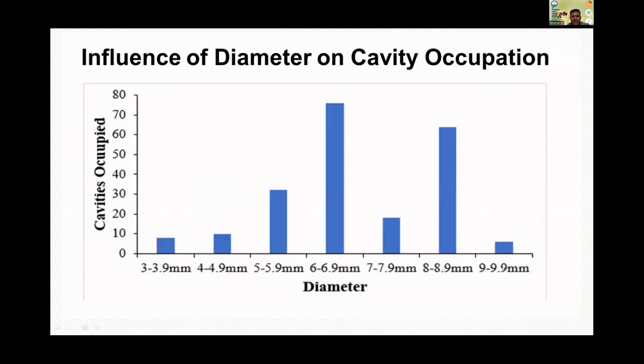And the influence of diameter, which cavities the bees preferred. So the maximum cavity occupation occurred in 6 to 6.9 millimeter. This cavity was the mostly occupied, followed by 8 to 8.9 millimeter, while the minimum cavity occupation occurred in 9 to 9.9 millimeter.